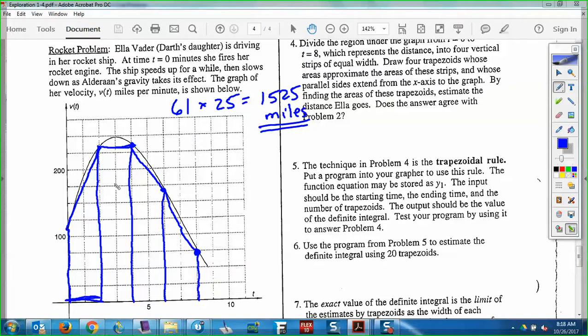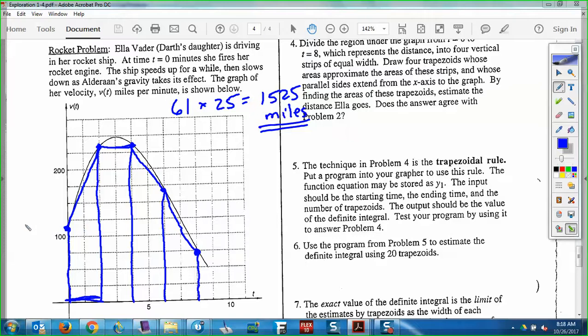So if we did each one of those trapezoids, now what we're going to need to do, and what's it say here? It says, by finding the areas of these trapezoids, estimate the distance L goes. So we need to find these points. So go to your graph on your calculator, and let's trace, okay?